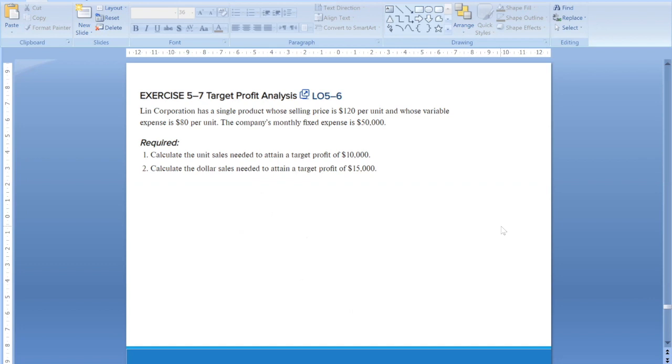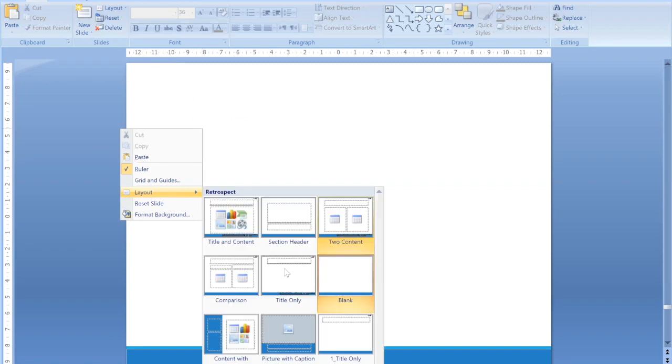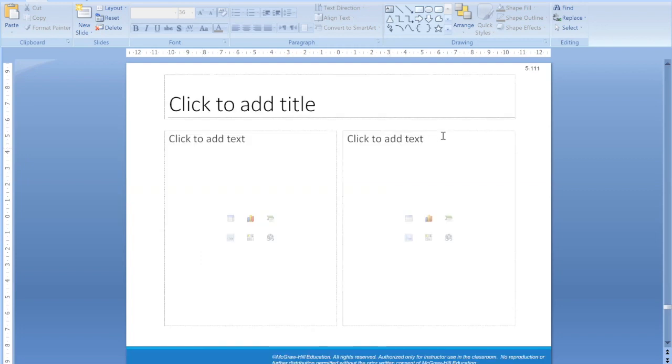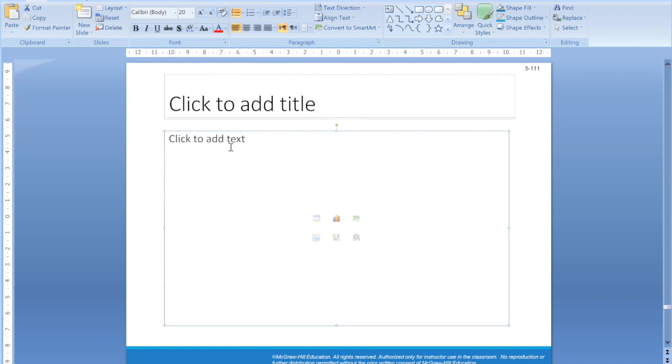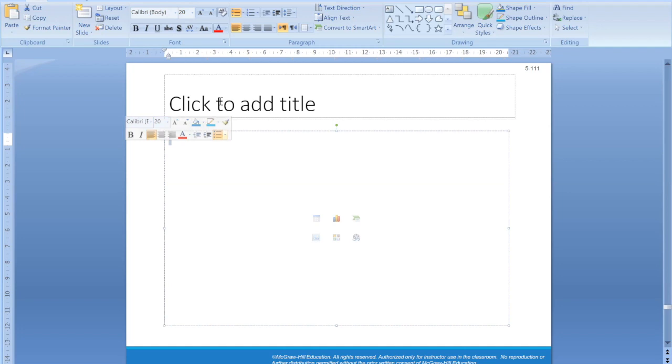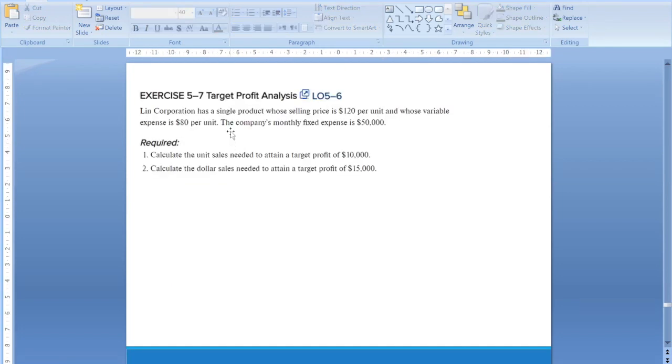If we follow the equation method, then we can say, let's open a slide. If we follow the formula method, this will be 5-7.